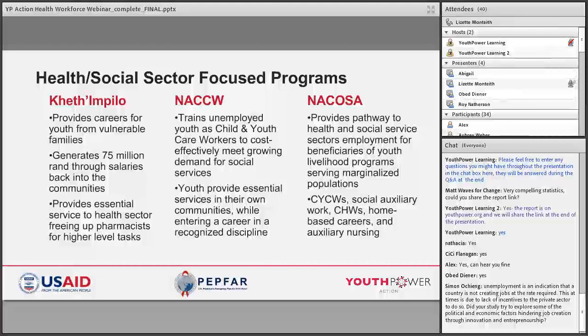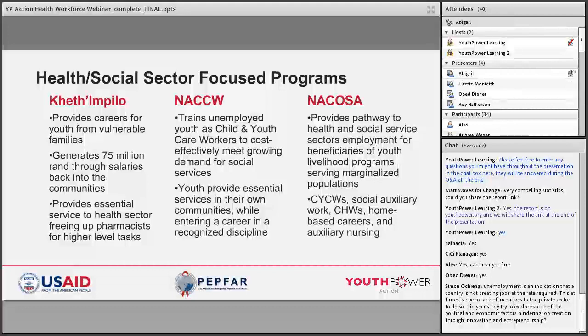The second program was NSCCW. This program trains unemployed youth selected by their communities as child and youth care workers. And this has 2 outcomes. It allows youth to provide essential services that support vulnerable children and families within their own communities, while still being able to also enter a career within a recognized discipline. And then it subsequently is also a cost-effective means of meeting the growing demand for social services within South Africa.